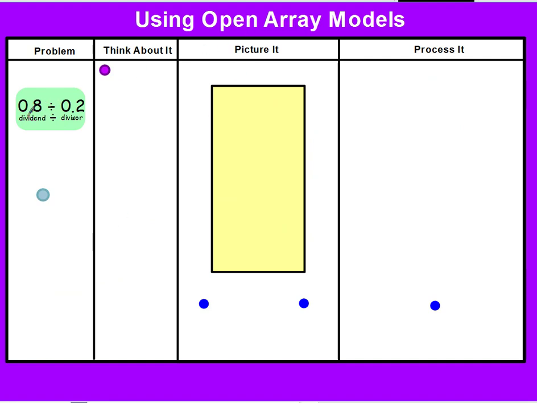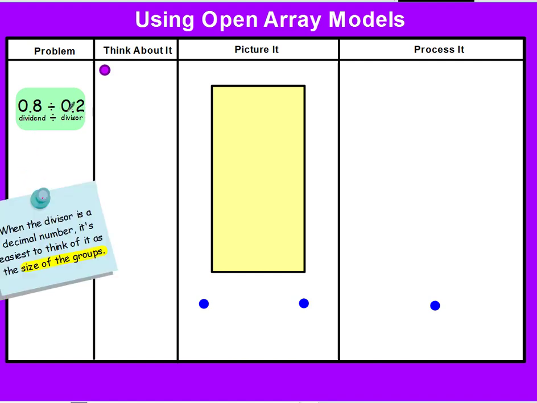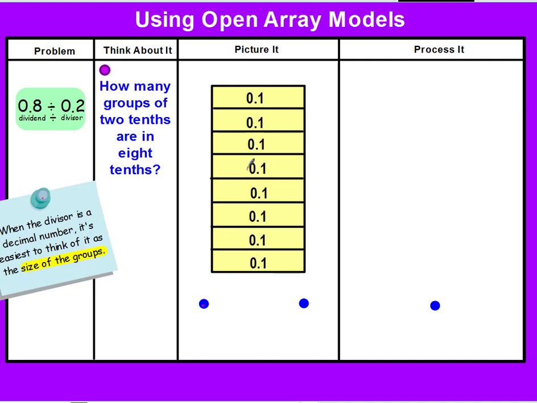Alright, this example. Here you have 8/10 divided by 2/10. Again, when the divisor is a decimal number, it is easiest to think of it as the size of the groups. So each group is 2/10. That's the size of each group. So our question is, how many groups of the 2/10 are in 8/10? Again, this model right here represents a whole. So if I split this whole into 8/10, 1, 2, 3, 4, 5, 6, 7, 8, I want to know how many groups of 2/10 are in total. Then I would just circle 2/10, and I can clearly see that I have 4 groups.